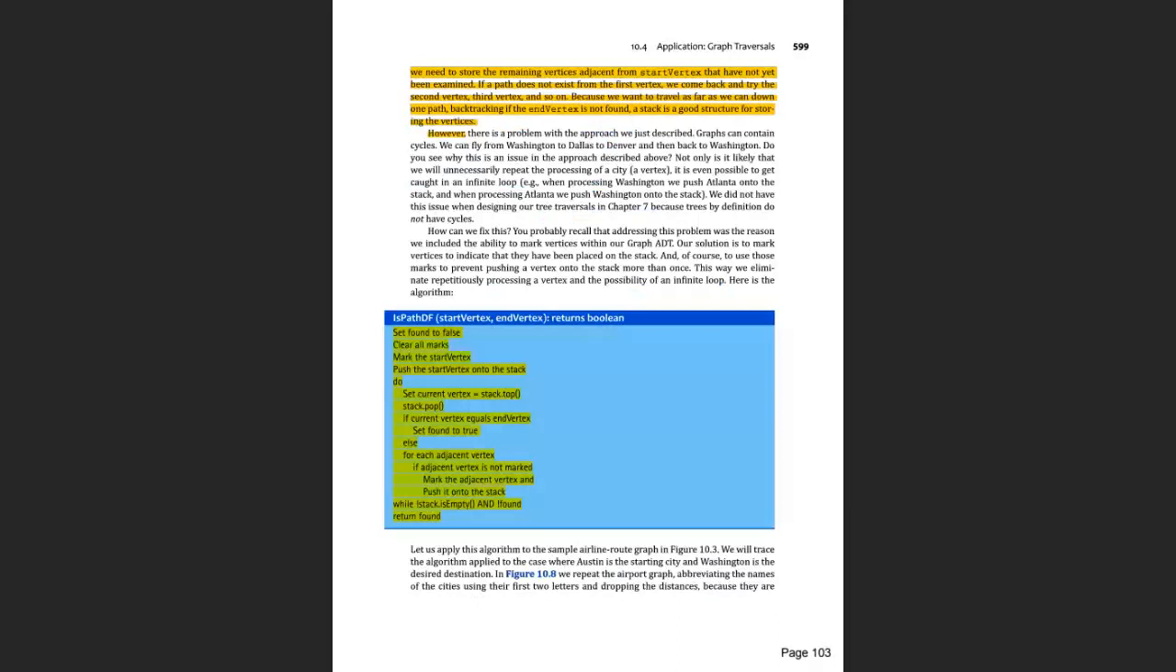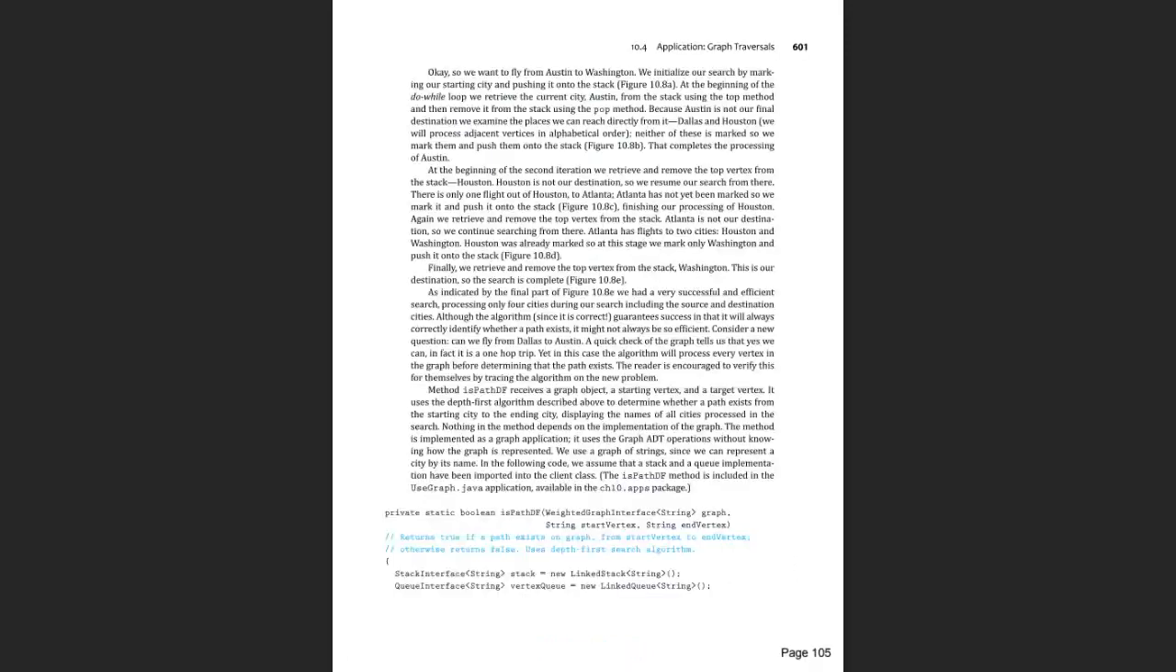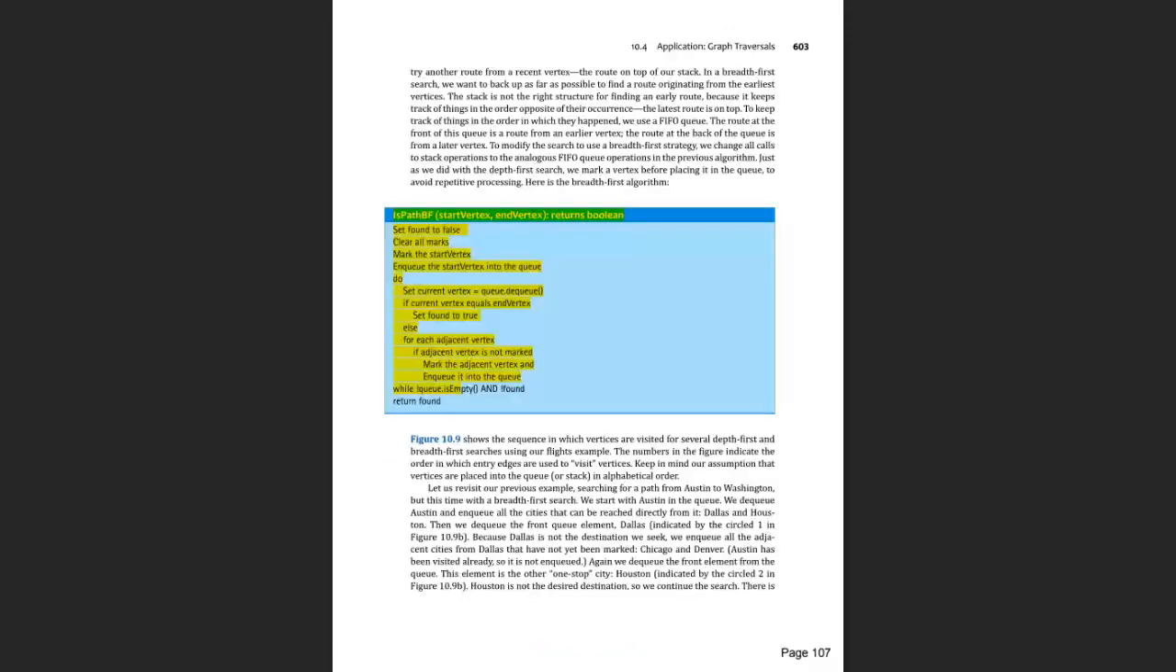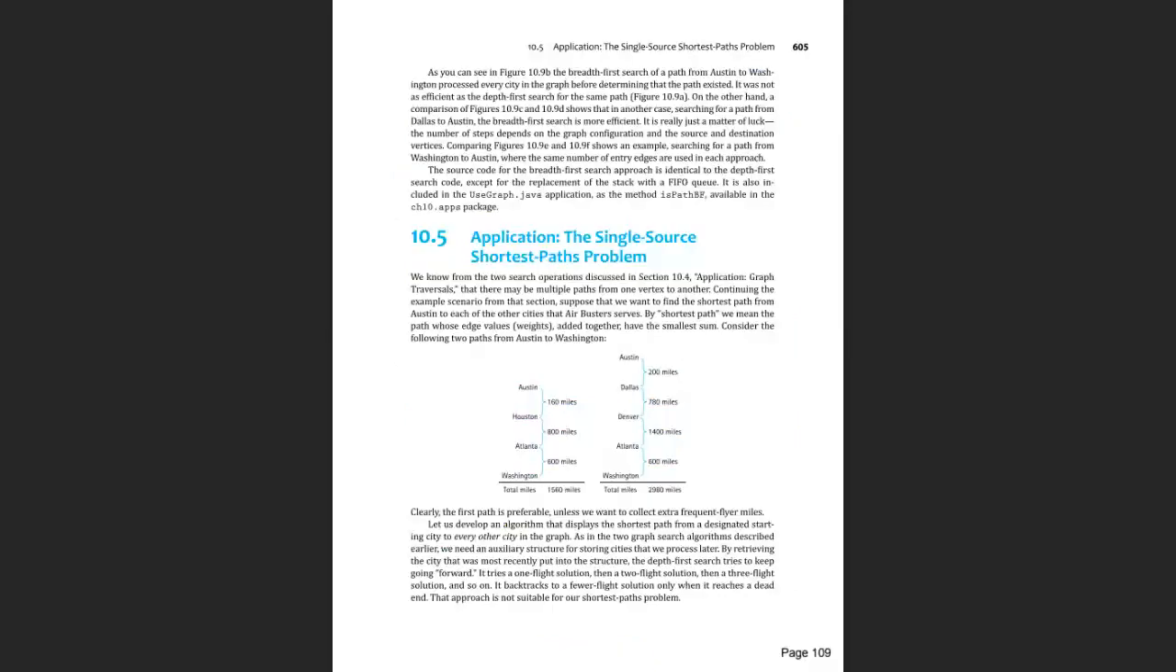Okay, let me check what is there. BFS and DFS. I think nobody is taking this one seriously. BFS, this is the algorithm. You have to remember this algorithm. Okay, let me show you the question first in the graph. I just took it from there.